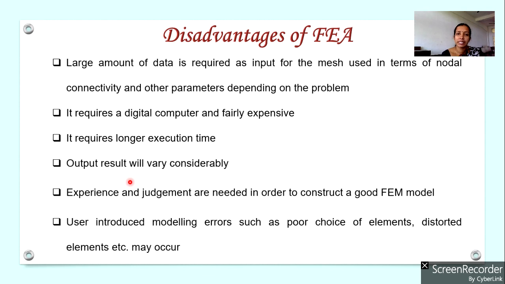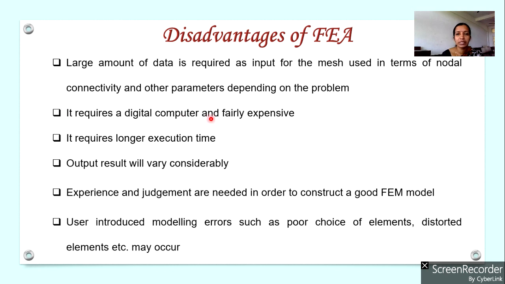Now moving on to the disadvantages. Large amount of data is required as input for the mesh in terms of nodal connectivity and other parameters. So input data required is very large. So we know that we are dividing a continuous object into a number of elements. Then we need equations for each of the element. Then we need data about nodal connectivity, at which all nodes that particular element is connected to the adjacent elements. So several data like that are required as input.